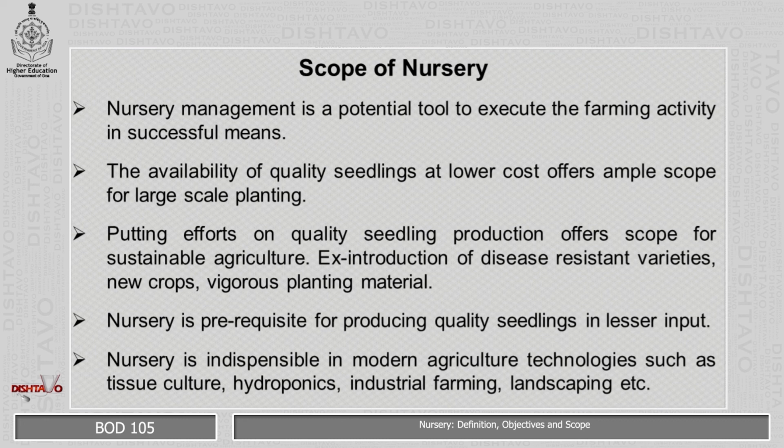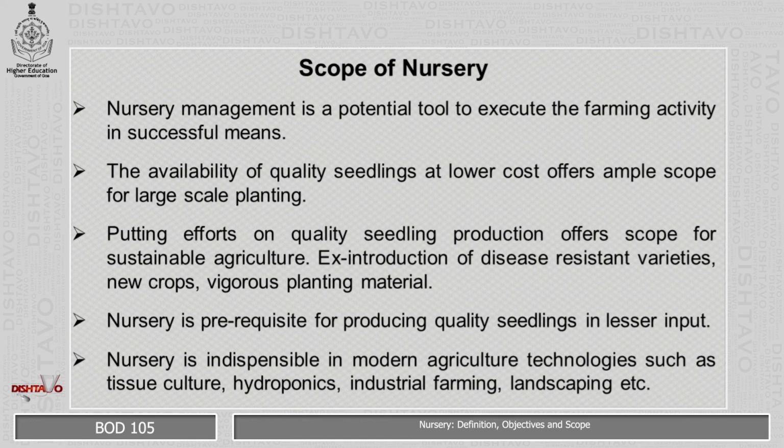Nursery is an indispensable tool in modern agriculture technologies such as tissue culture, wherein the plants are raised in test tubes or flasks, and once they require the hardening stage, that can be done in the nursery in closed greenhouse structures, and slowly they can be introduced in the field. So many of the horticultural crops are now raised using the tissue culture method.